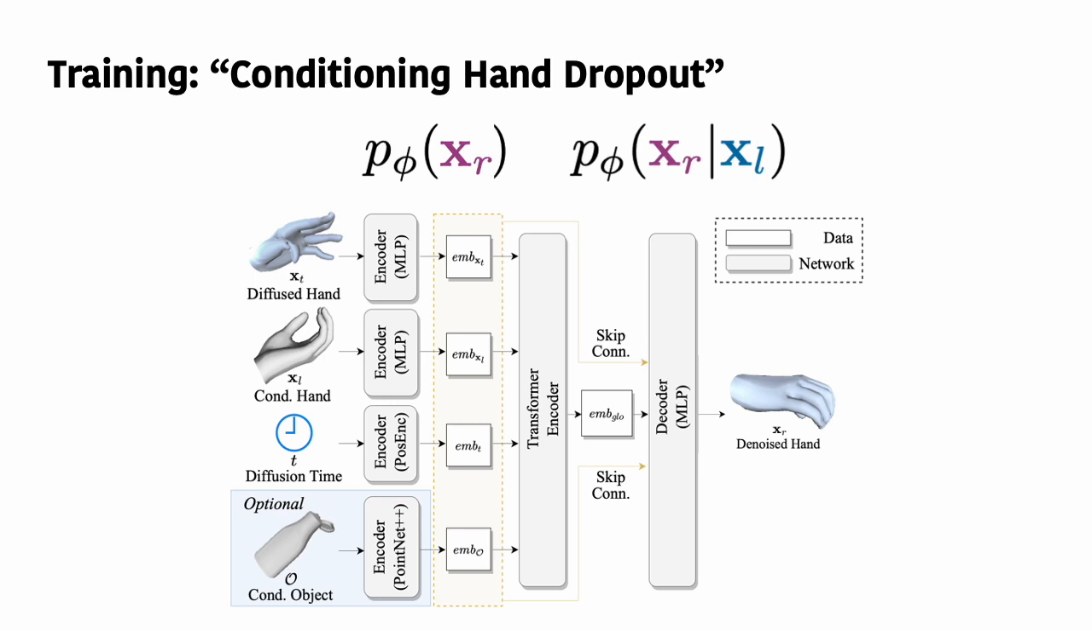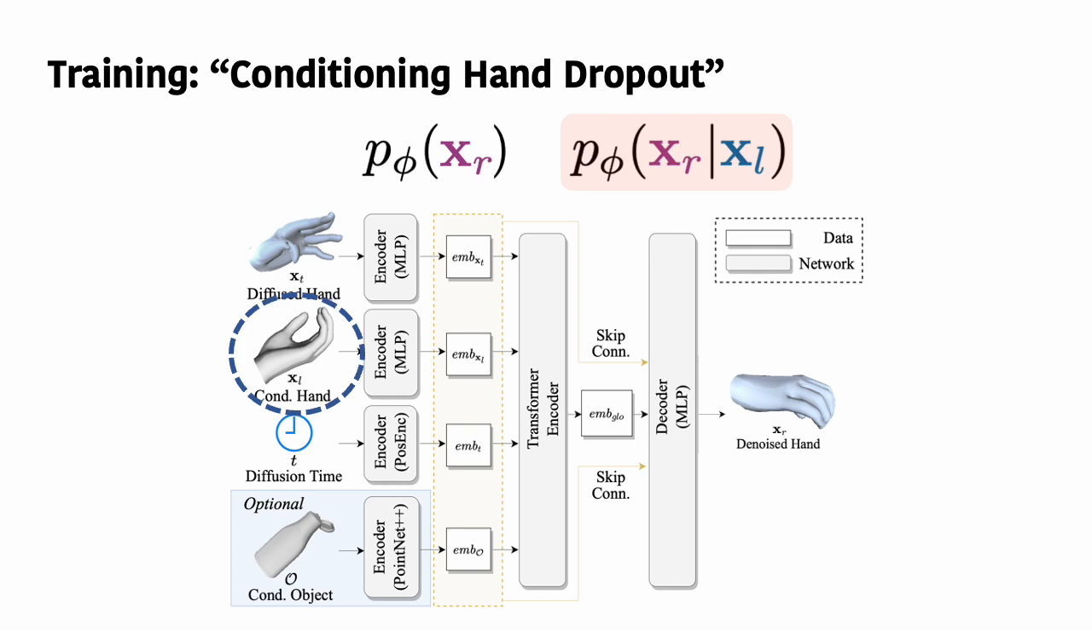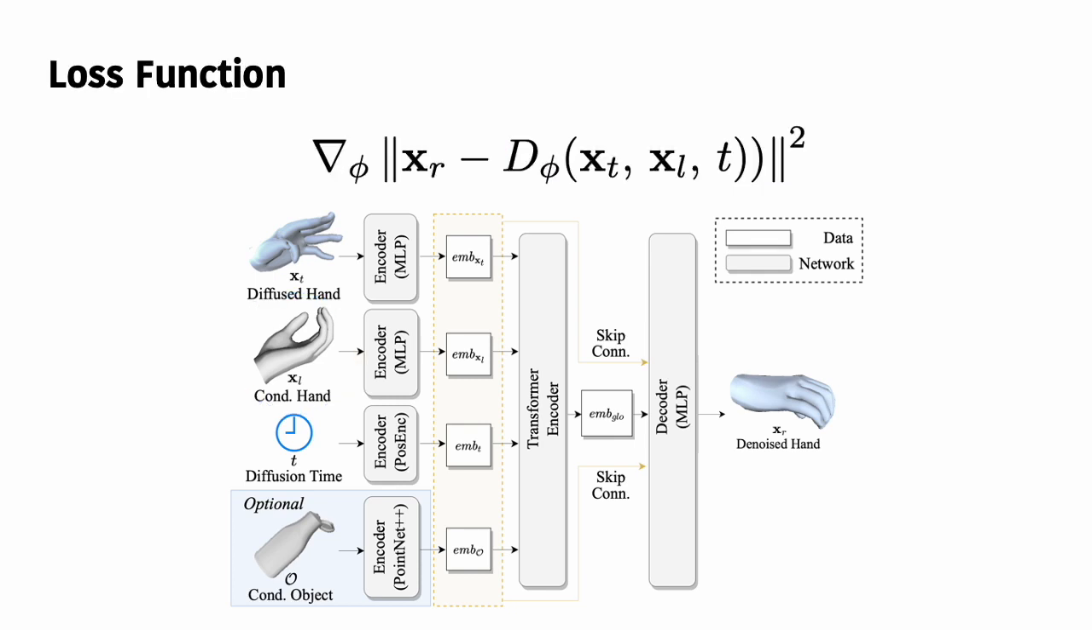Once we have normalized the hand side of the generation target, we jointly learn the unconditional and conditional distributions using conditioning dropout, inspired by the classifier-free diffusion guidance technique. During training, we randomly drop out the conditioning hand parameter and feed a null vector to model the unconditional hand distribution, while it models the conditional distribution when the conditioning hand is not dropped out. Note that we use DDPM to train our diffusion network.